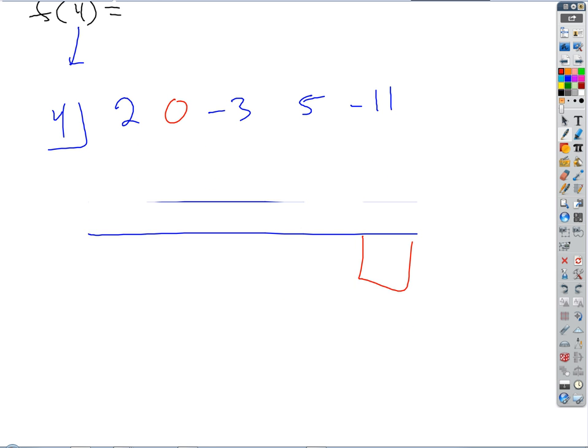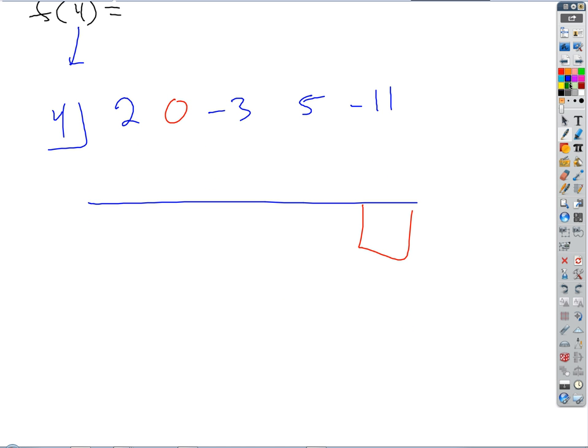So let's do the process. You get a little practice here. What do I do first? First I have to drop the 2 down. I can't start until I get a number in the bottom, right? So the 2 drops down, numbers in the bottom, what do I do? Multiply it. Good, 2 times 4 is 8, plus 0, 8. Number appeared, 8 times 4 is 32, plus negative 3, 29. So 4 times 29: 4 times 25 is 100, and that's 4 more times 4, 16, so 116. Okay, did that right?